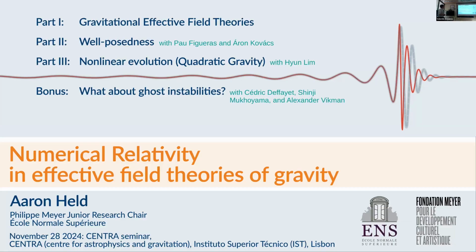So what I want to ideally get through today is 3 parts. First, I want to say a little bit about what I mean by gravitational effective field theories. And then you are probably familiar with well-posedness in general relativity. I want to summarize recent work with Paul Figueras and Aaron Kovacs, which is also based on other papers previously, which sort of shows that in such effective field theories, we can find well-posed initial value problems.